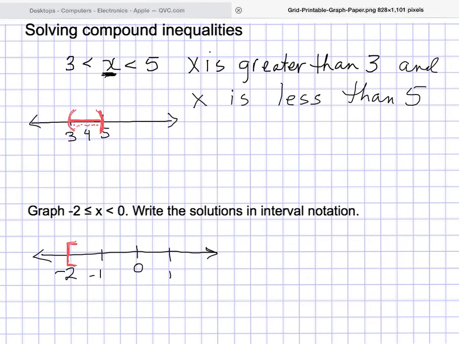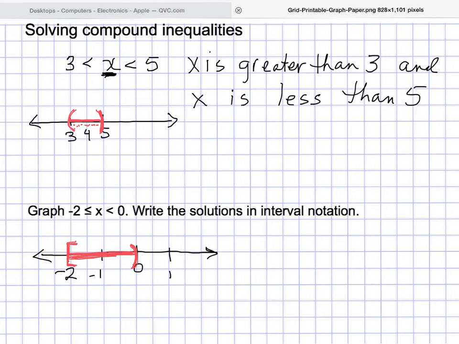Now that one, because it doesn't have an equal sign under here, has to be a parentheses on 0. And we want to highlight all the numbers in between there. So every number in between here is a solution because every number between here is greater than or equal to -2 and less than 0.